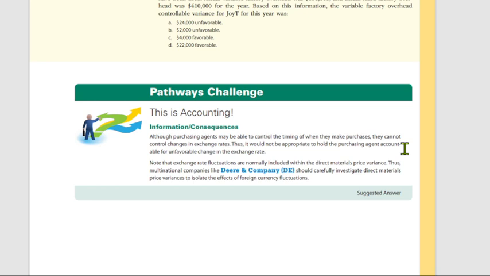Note that the exchange rate fluctuations are normally included within the direct material price variance. Thus, the multinational companies like Deere should carefully investigate direct material price variance to isolate the effects of foreign currency fluctuations. So when we analyze direct material price variance, we normally isolate or we segregate effects of foreign currency fluctuations because these are not measures of the performance of a purchasing officer or purchasing agent. So doon mo siya tingnan sa mga items na may control lang siya.